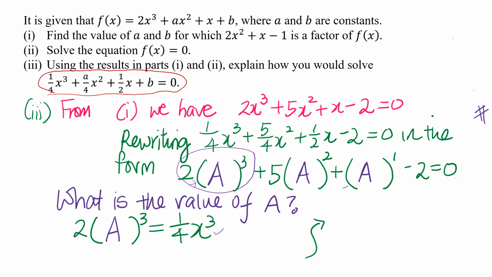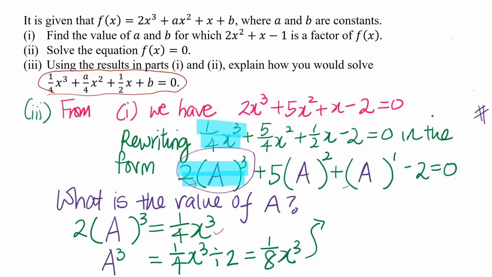And from there, a cubed will be 1/4 x cubed divided by 2, which gives you 1/8 x cubed. And to find the values of a, we just need to cube root 1/8 x cubed to get half x.